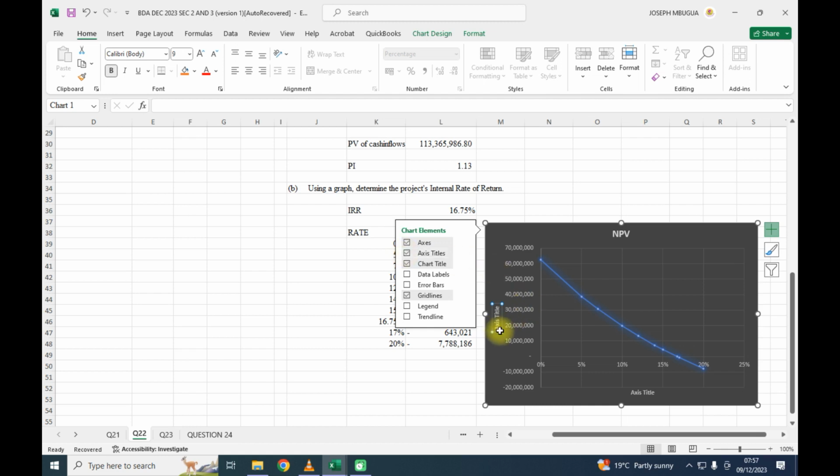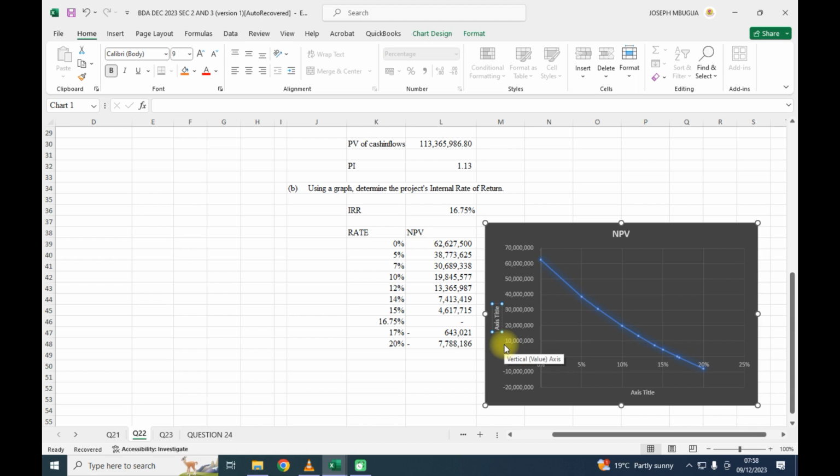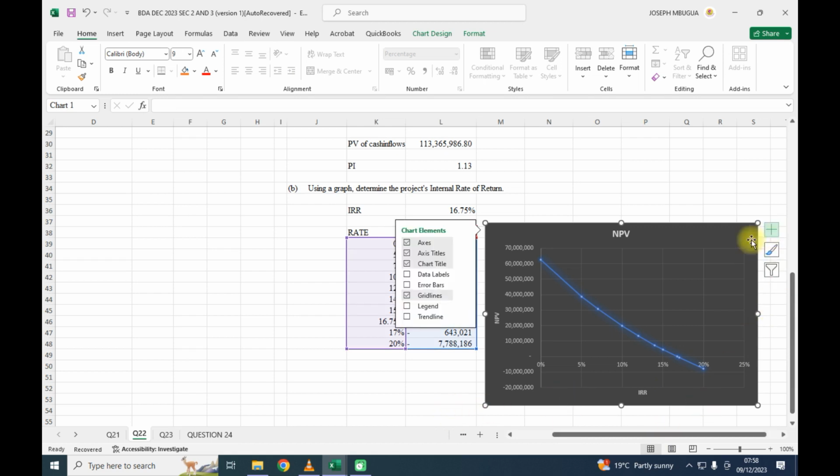Yeah, so here is our, you can add the title. Here is our NPV. This is our NPV, and here is our IRR. Yeah, that way. And is there anything else to add? I think that's all.